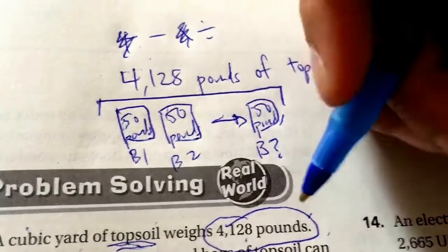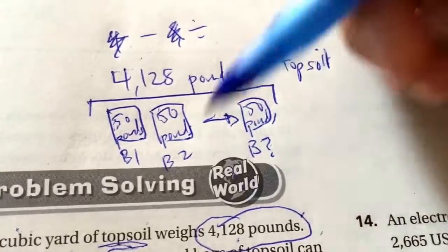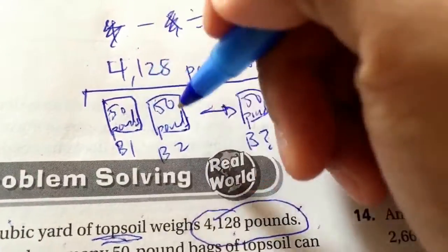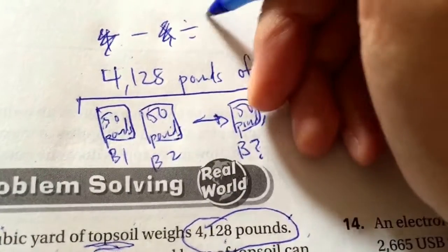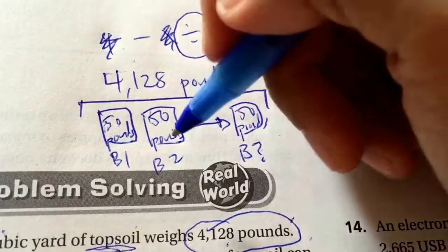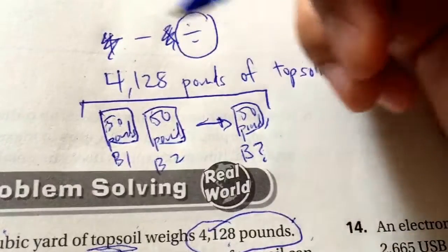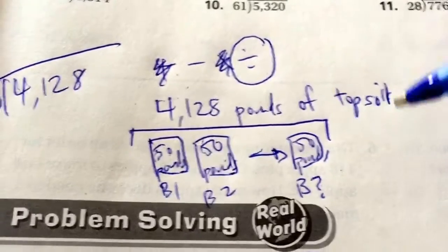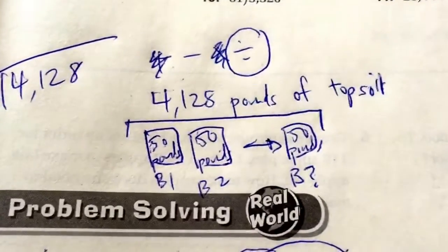So we could do 4,128 minus 50, minus 50, minus 50, over and over until we count how many times you subtracted 50. But since we're repeatedly subtracting 50, we could just divide, because division is repeated subtraction. So 4,128 divided by 50. And this looks very similar to the questions on top. So rather than solve it, I'll let you guys kind of play with that one.